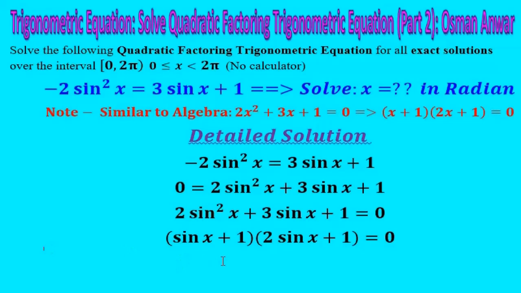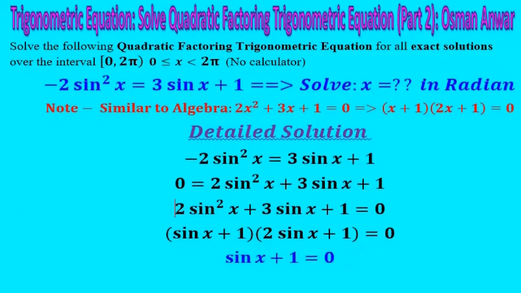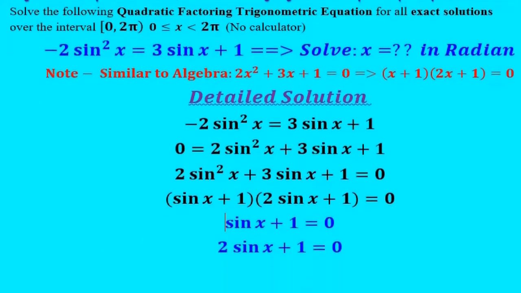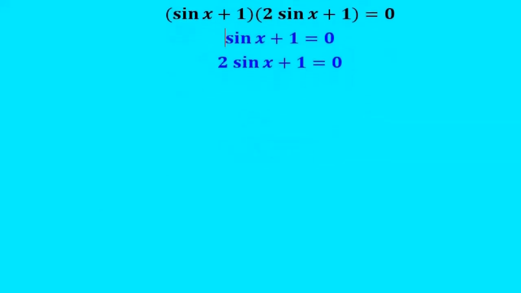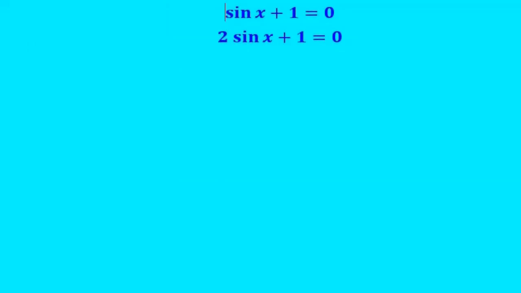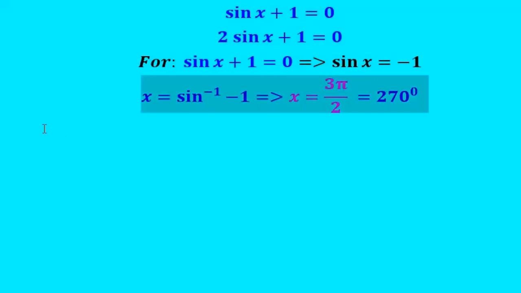We'll do sine x plus 1 times 2 sine x plus 1 equals 0. That means sine x plus 1 equals 0, or 2 sine x plus 1 equals 0. These are the two solutions. For sine x plus 1 equals 0, sine x equals minus 1, x equals sine inverse of minus 1, that is x equals 3 pi over 2, which is 270 degrees.